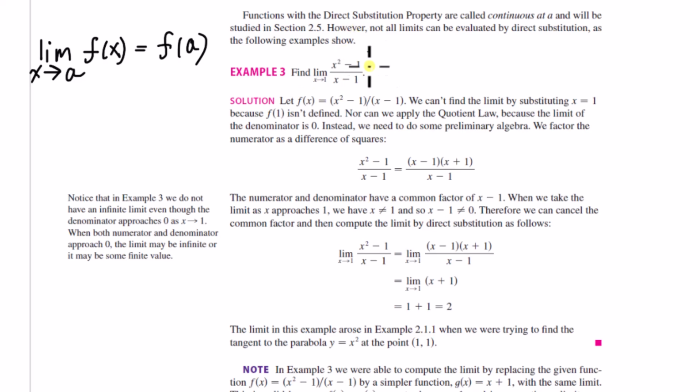So this is a rational function, a ratio of polynomials, right? Okay, so why don't we just go ahead and, based on the direct substitution property we just learned, plug in 1 into this expression. And we get a 0 in the denominator. We can't divide by 0. So the direct substitution property doesn't apply here.